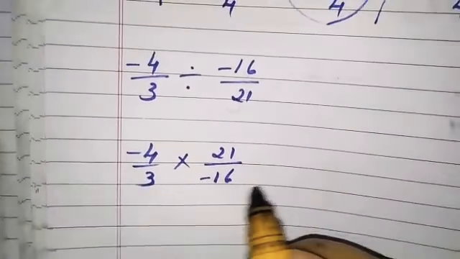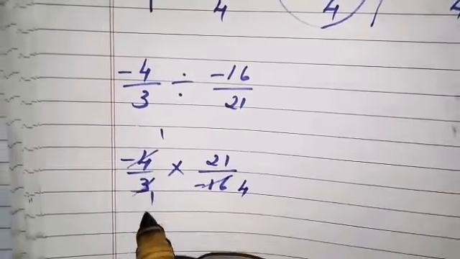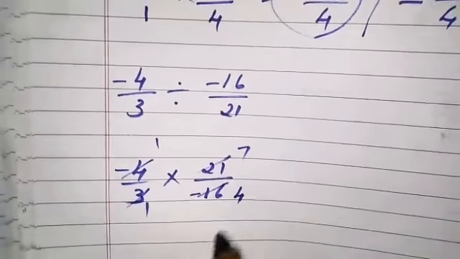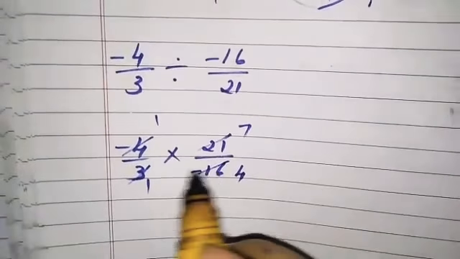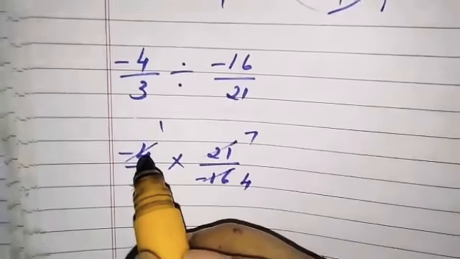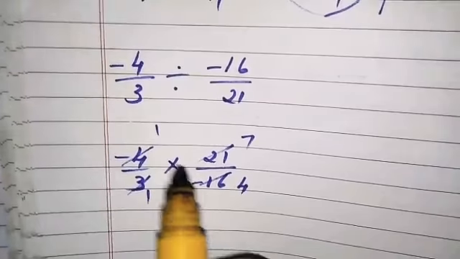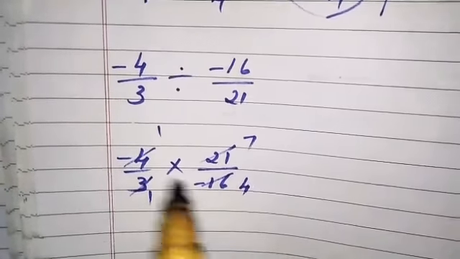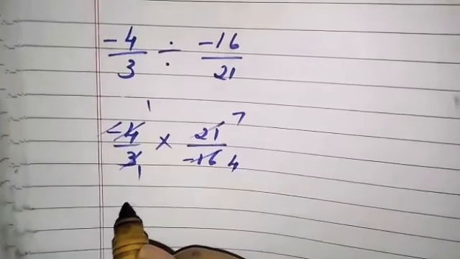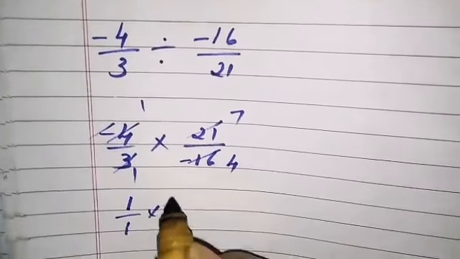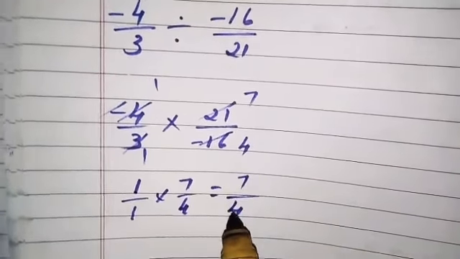Okay, now further we do the cancellations. 4 times 1 is 4, 4 times 4 is 16, 3 times 1 is 3, 3 times 7 is 21. One important thing: when I did the cancellation here, 4 times 1 and 4 times 4, both were negative numbers, so minus 4 as well as minus 16, so the signs also get cancelled when I did the cancellations. So here what I get is 1 by 1 into 7 by 4. So 1 times 7 is 7 and 1 times 4 is 4. Now this is your answer.